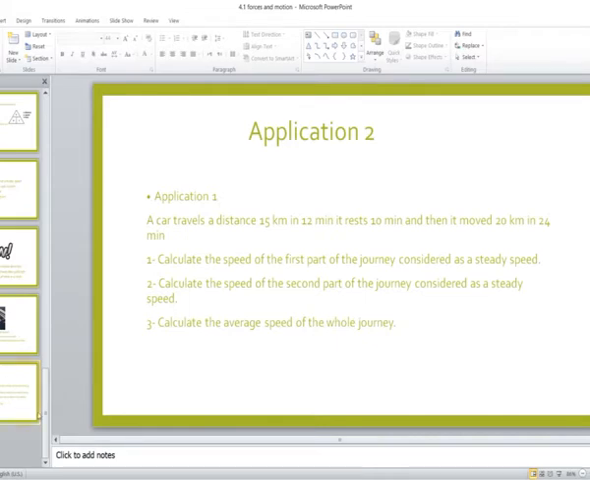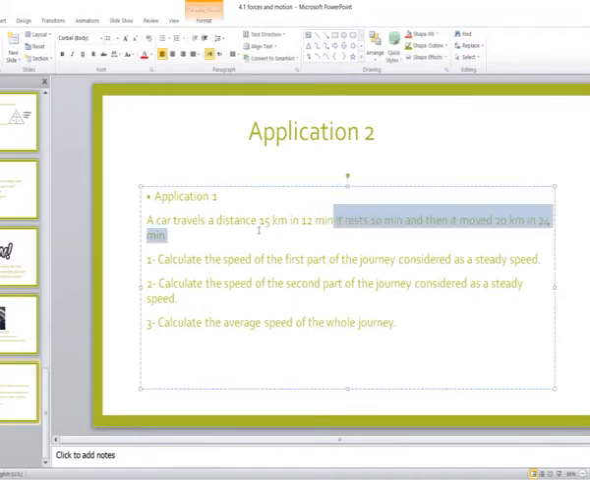A car travels a distance of 15 km in 20 minutes. It rests 10 minutes and then it moves 20 km in 24 minutes. First part, calculate the speed in the first part of the journey, considered as a steady speed.